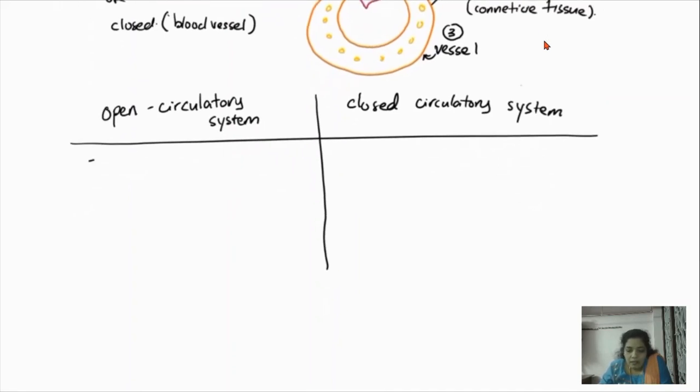See, the first point is no blood vessel. Already we have seen that there is no blood vessel in the open type, but in the closed type of circulatory system, blood vessel is present.